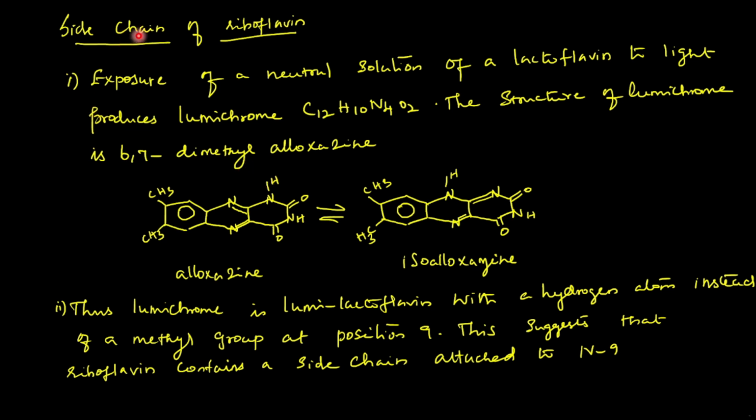Next, we have to find out the side chain of riboflavin. Exposure of a neutral solution of lactoflavin to light produces lumichrome. The lumichrome has the molecular formula C12H10N4O2. The structure of lumichrome is 6,7-dimethyl alloxazine. Alloxazine and isoalloxazine are isomers, and they can be interconvertible. Thus, lumichrome is lumilactoflavin with a hydrogen atom instead of a methyl group at position 9. This suggests that riboflavin contains a side chain attached to N9.